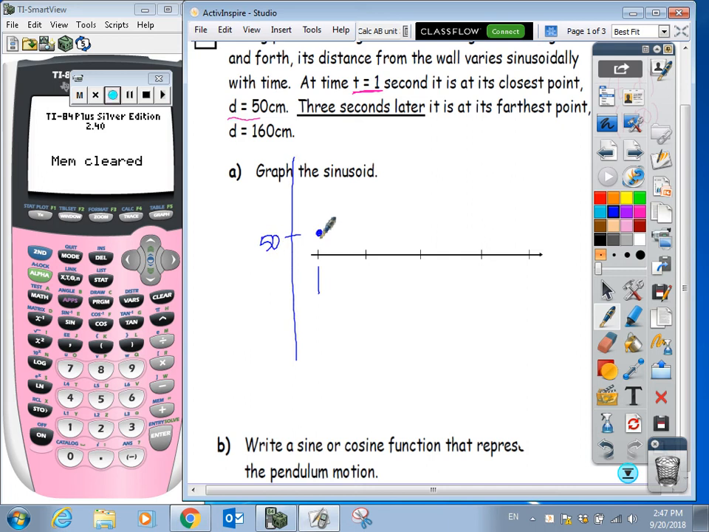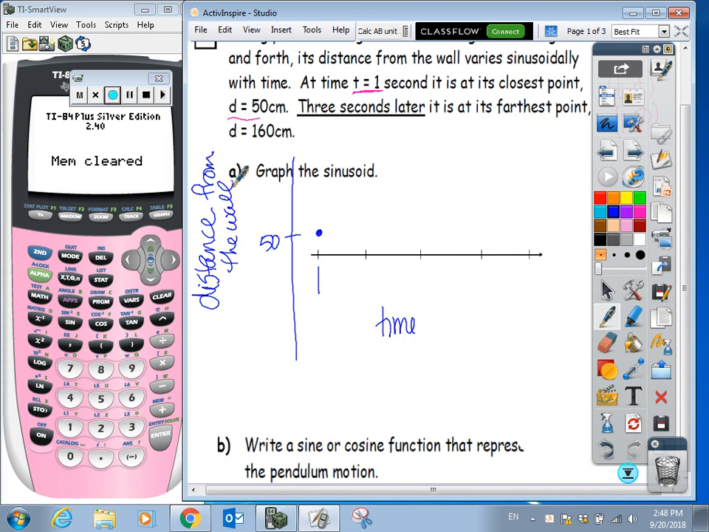Now, when I do these, I need to label my x and y-axis. Okay? Since this is 1, my x-axis is going to be time. If you want to be more specific and say in seconds, you can. The y-axis over here is going to be distance. If you want to be more specific, distance from the wall, not necessary. But if you're not very good at word problems or word problems scare you a little bit, it makes it a little bit easier.